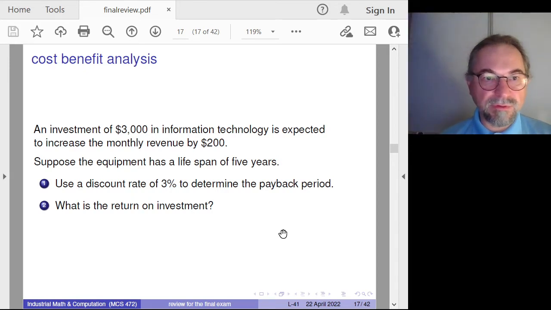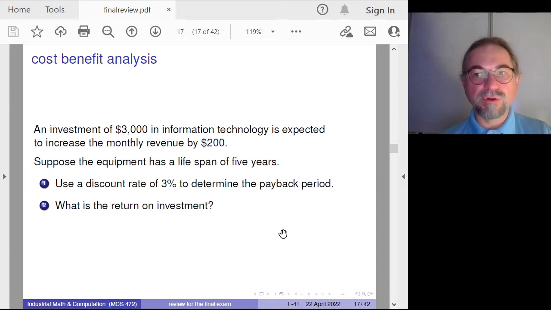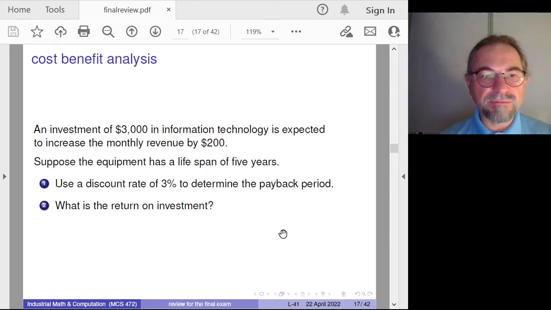One could see here the back-of-the-envelope calculation would be 15 months, taking 3000 divided by 200, but that doesn't take into account the discount rate. So the $200 in the future has to be recalculated to the present value. And then there is the return on investment. We expect that the investment will be worthwhile, but we just want to know what the payback period is, and then also how sensitive this would be to the discount rate.